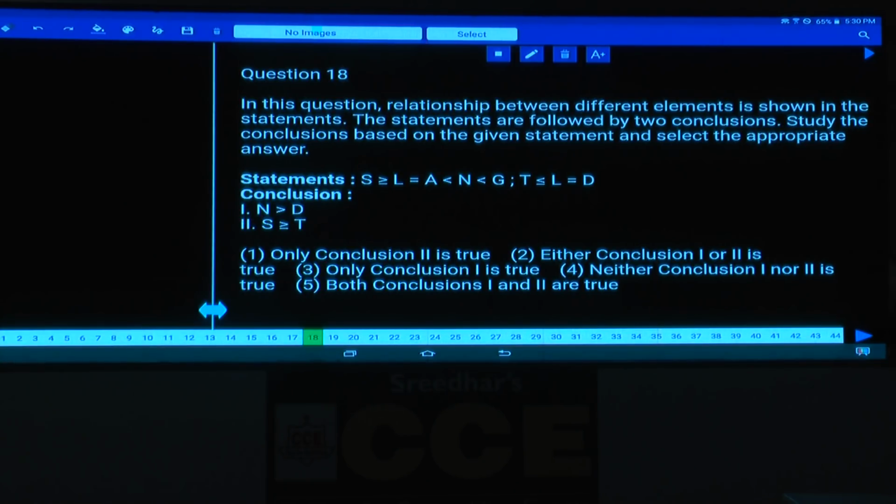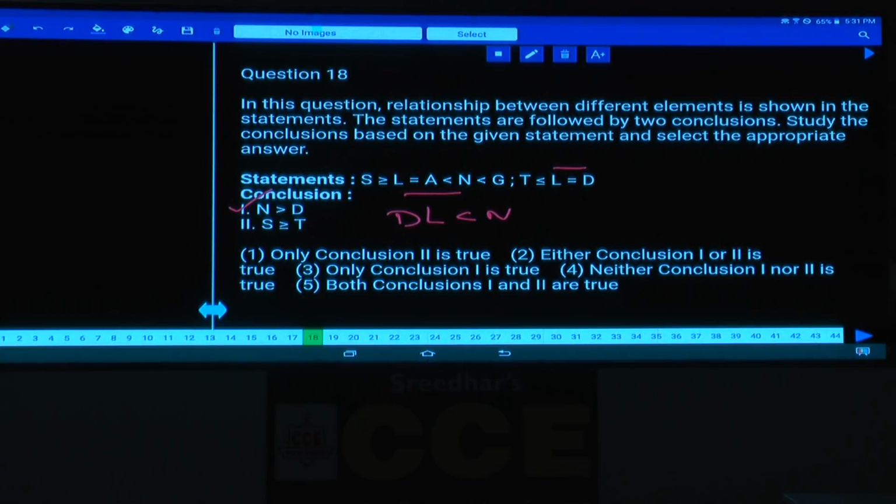Then the 18th one. The relation between N and D. What is the letter which is common here? L equals to D. Now the relation between L and N, L lesser than N, L equals to D, D lesser than N is true, N greater than D is true.